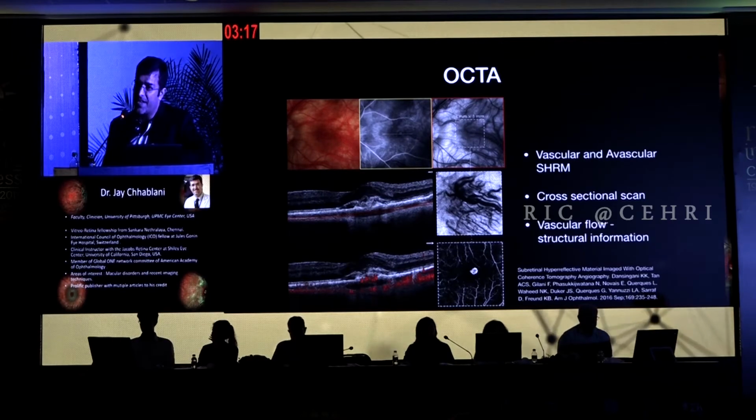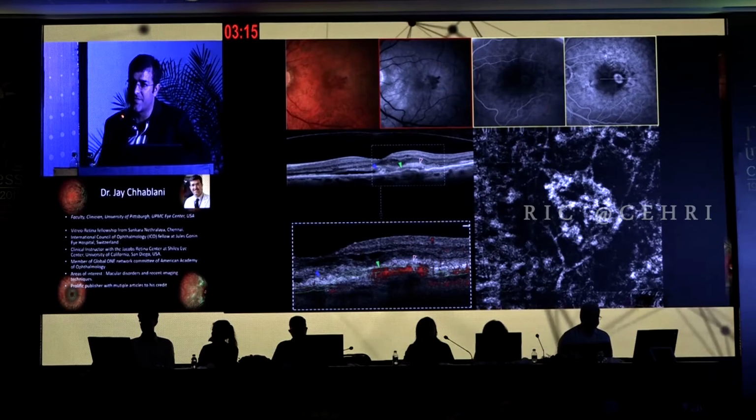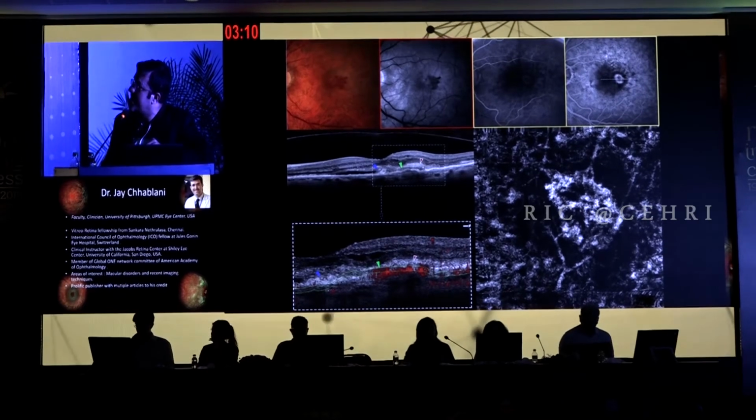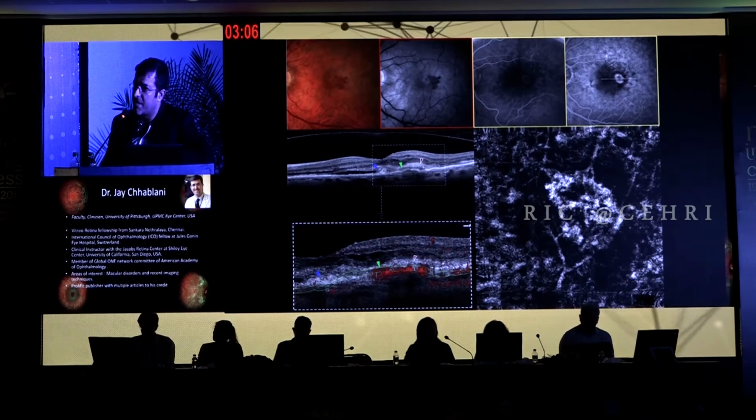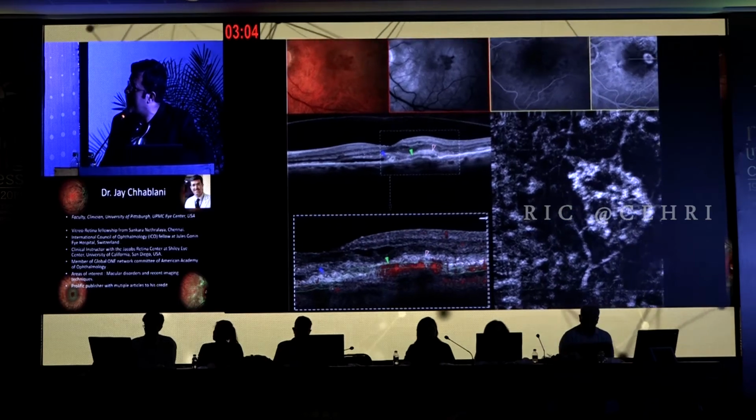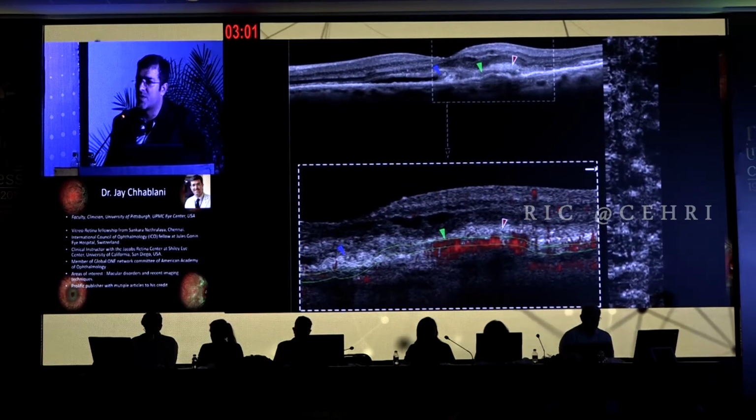So for this matter, I have just got two very good images from one of these papers. If you really look at this image, you will see that there is a subretinal hemorrhage as well as the neovascular membrane. But let's focus only on this cross-sectional vascular information.